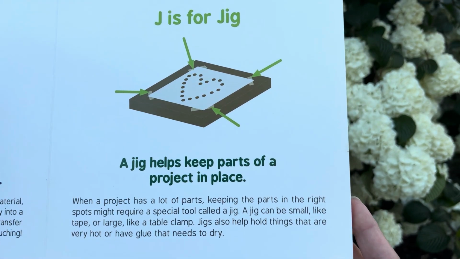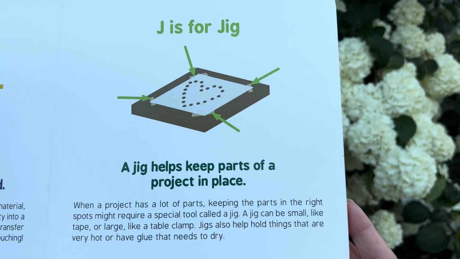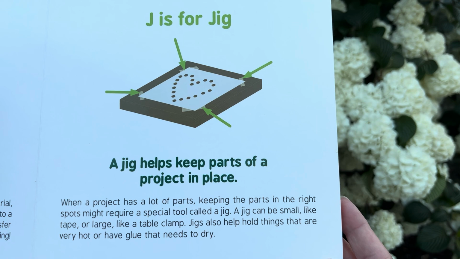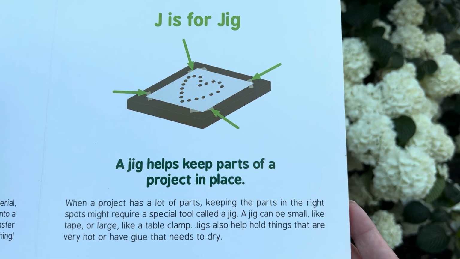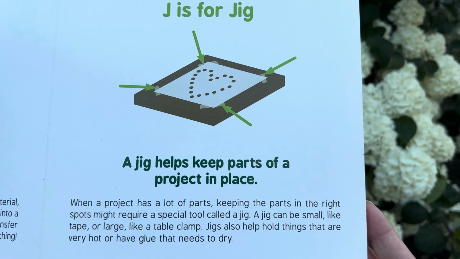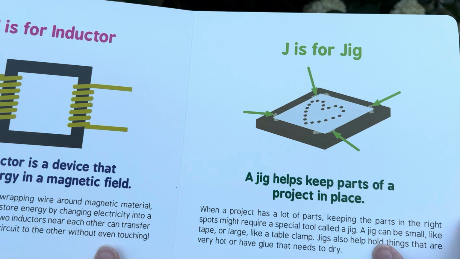J is for jig. A jig helps keep parts of a project in place. When a project has a lot of parts, keeping the parts in the right spots might require a special tool called a jig. A jig can be small, like tape, or large, like a table clamp. Jigs can also help hold things that are very hot or have glue that needs to dry.